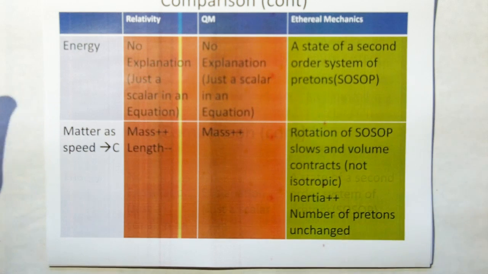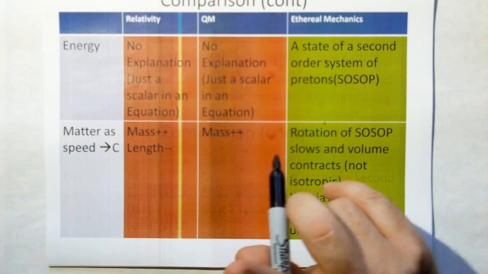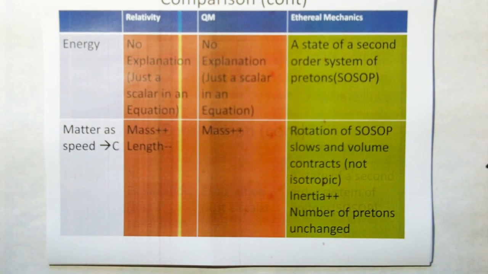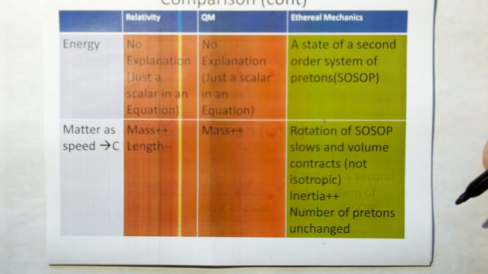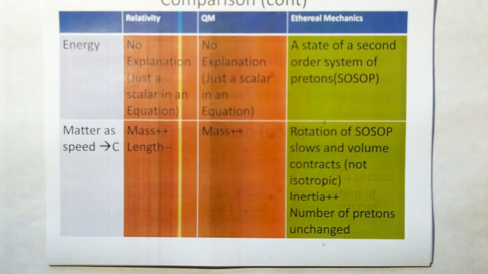In ethereal mechanics, as you start to approach the speed of light, the rotation of the second-order system proton slows according to the time dilation equation, which isn't time. Time isn't dilating. That's the difference. It's the material processes that slow down. And the volume contracts, but it's not isotropic. And because the volume contracts, the inertia increases.